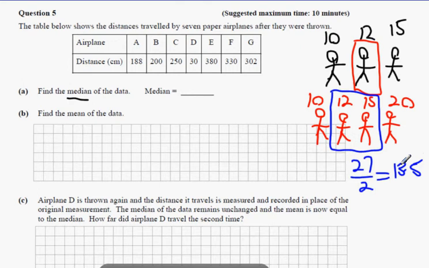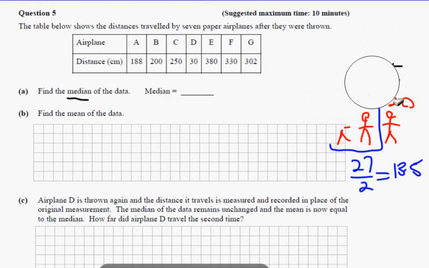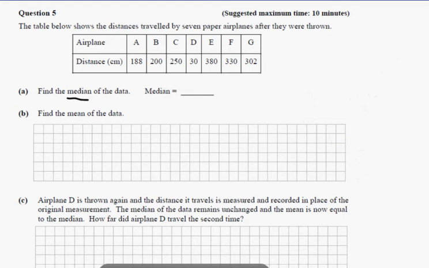Long story short, guys, for an odd number there is a middle 1. For even numbers there's a middle 2. Bringing it back to our question, do we have an even number of planes or an odd number of planes? 1, 2, 3, 4, 5, 6, 7.